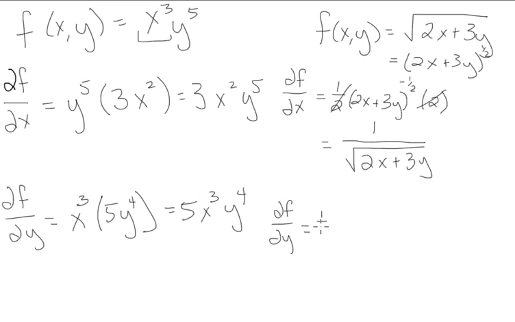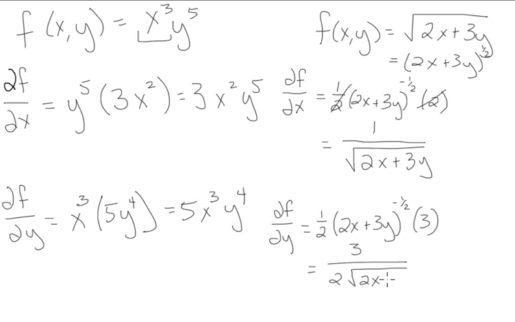The partial derivative with respect to y is very much the same process. I bring down the 1/2, I leave the inside term unchanged. I subtract 1 from the power. I take the derivative of the inside term, and now we're doing it with respect to y. So the derivative of the first term is 0, and the derivative of the second term is 3. So now I'm left with 3 over 2 times the square root of 2x plus 3y in the denominator.